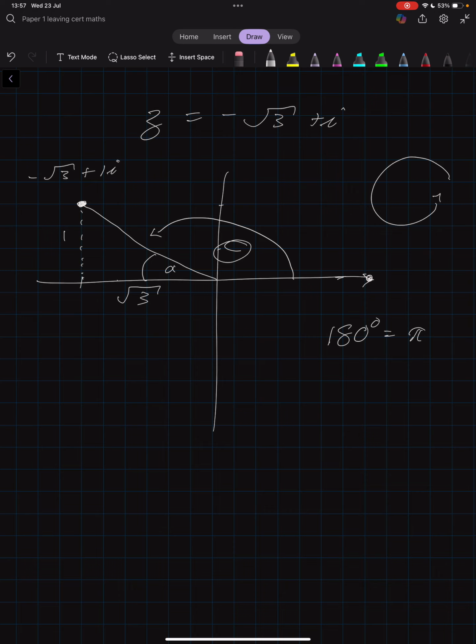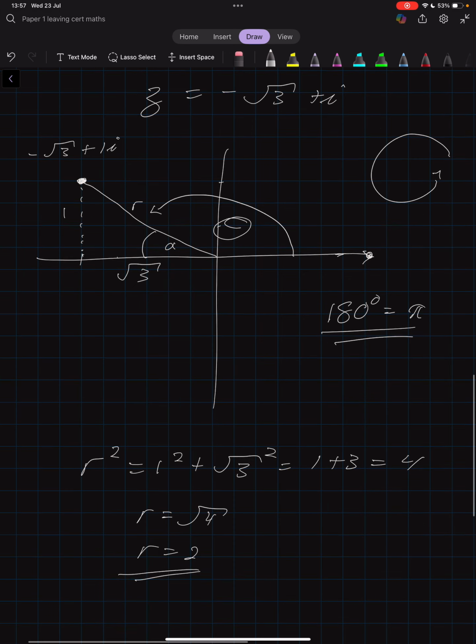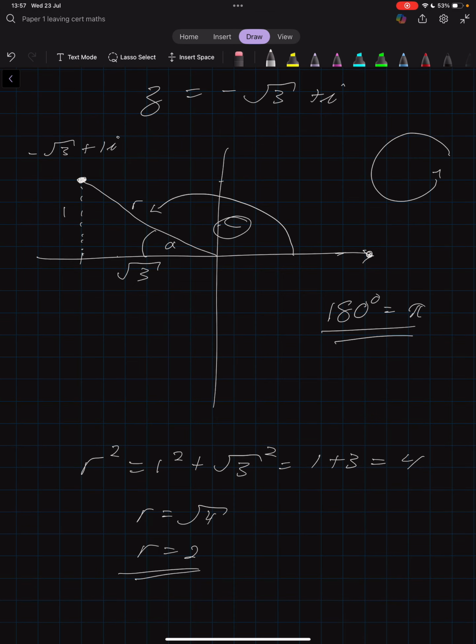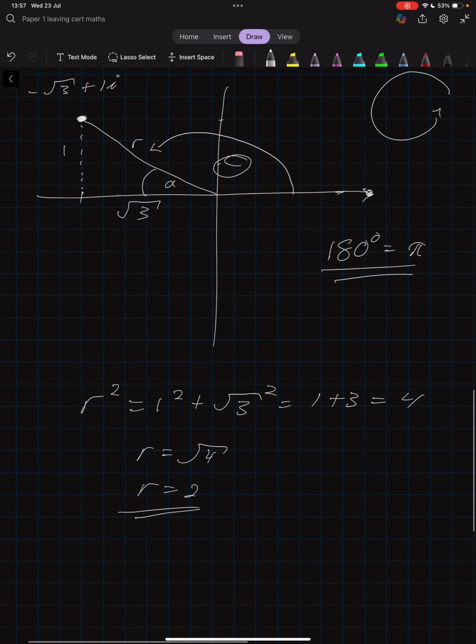All right. So first of all, I want to know what the radius is. What is r? How long is this? Well, again, I can use Pythagoras. I can say r squared is equal to 1 squared plus root 3 squared. That's 1 plus 3, that's 4. So r is the square root of 4, so r is 2. The radius is 2. Perfect.